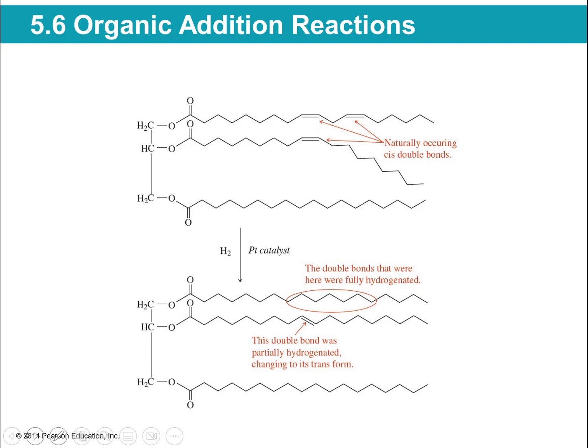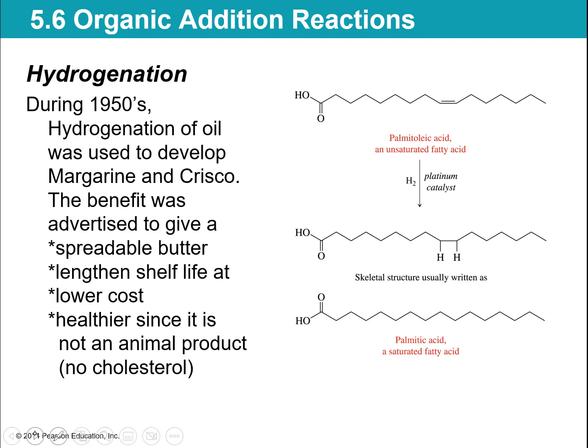So you could do this in this example at the very top. Remember our triglyceride? So you could take a triglyceride and hydrogenate it by adding hydrogen to those double bonds. And notice in the very top fatty acid, those two double bonds get converted to single bonds. So now instead of having the little bends in them, now they're straight. We'll talk about that last comment in a minute.